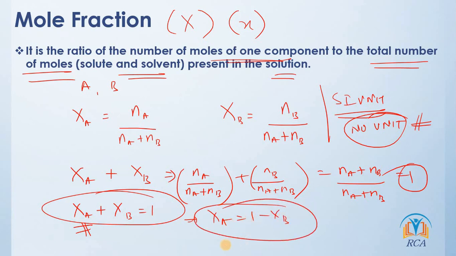We can do this thing. Otherwise, we can also write XB equal to 1 minus XA. So these are the two things that we need to understand very clearly. Do we all understand this thing? But this is only for two components.